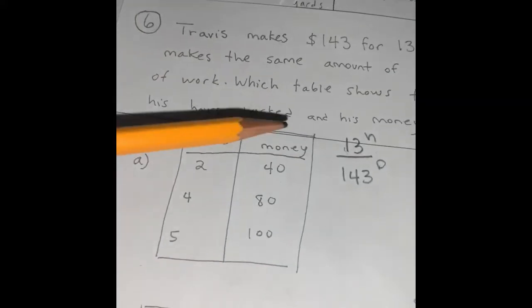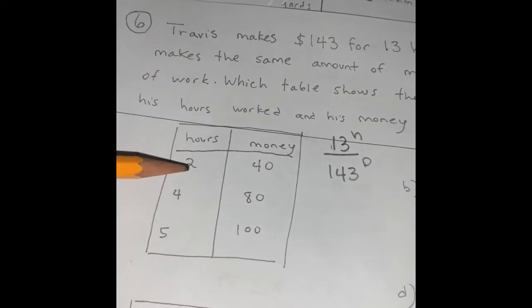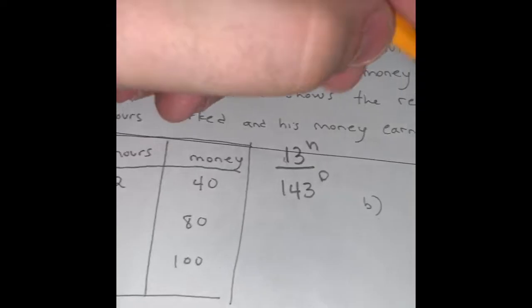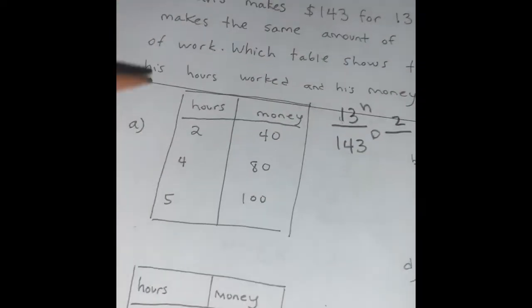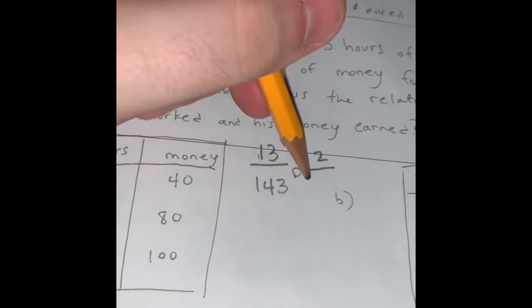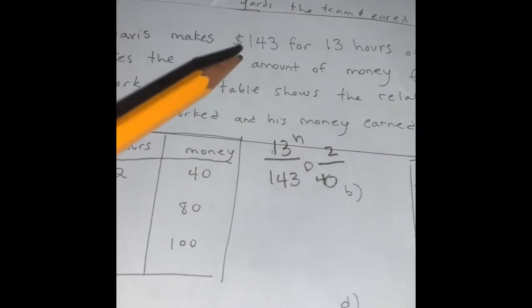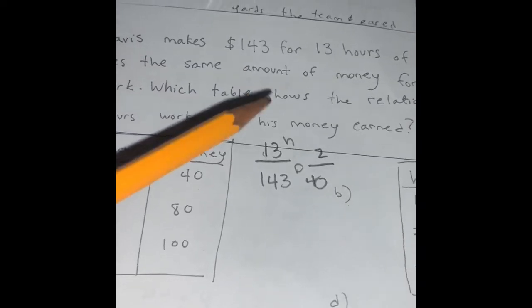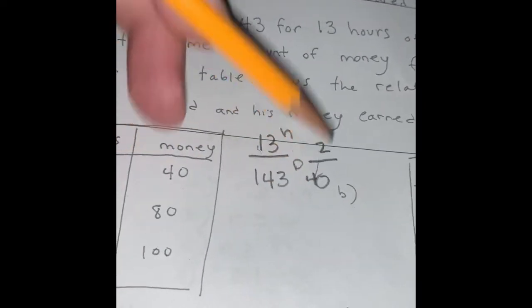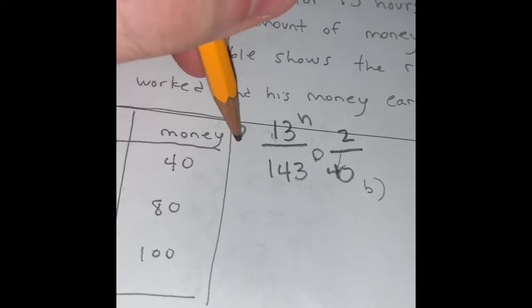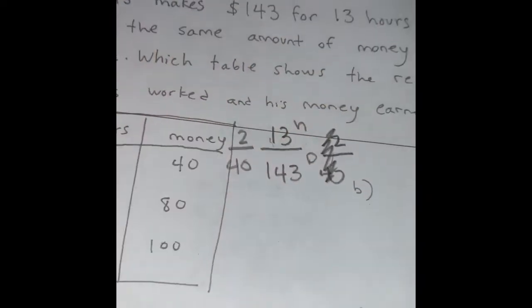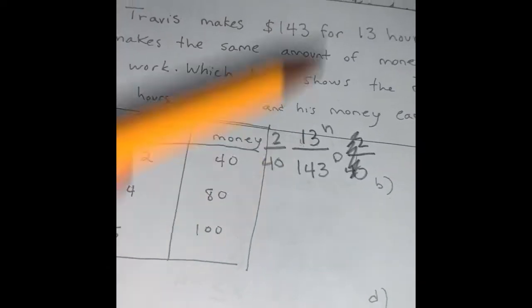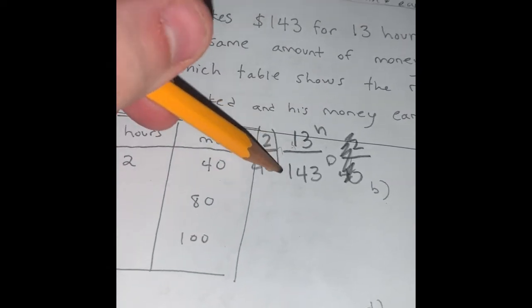So in this table, I could take any of these, and I'm just going to take the first one. 2 hours, since I put the hours up top, I'm going to put it up top here, and $40. I like putting the smaller number on this side, so 2 over 40. The first thing I have to figure out is how can I get from 2 to 13 using multiplication?